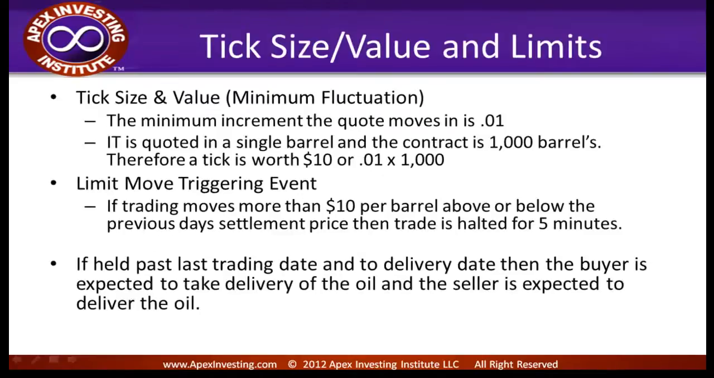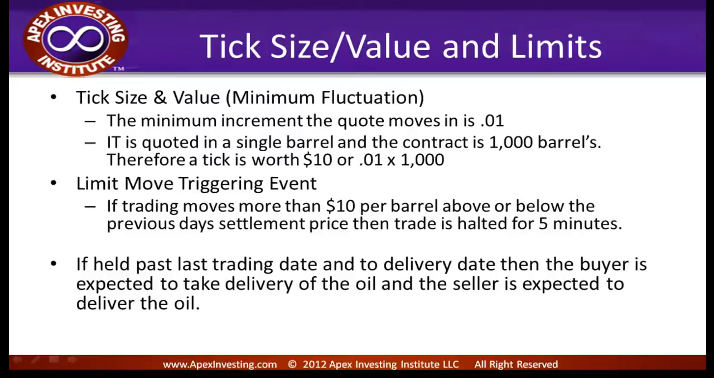The tick size and the value of the contract is pretty simple once you understand that it's 1,000 barrels of oil. The minimum increment that the quote moves in is 0.01. That's also known as the tick. It is quoted in a single barrel, and the contract is 1,000 barrels like we said. Therefore, a tick is worth $10, or 0.01 times 1,000 barrels, which would be $10 a tick.